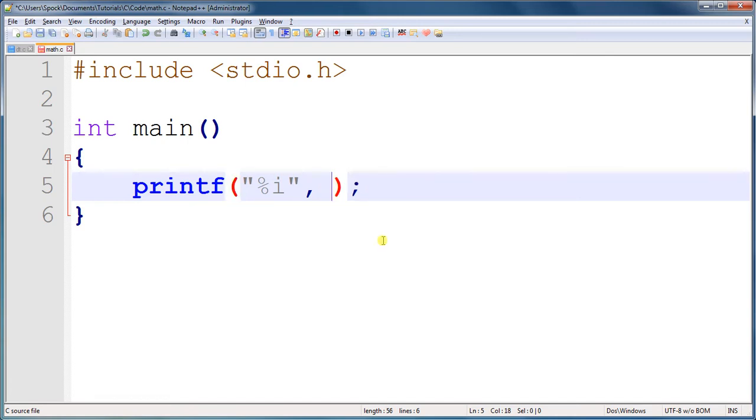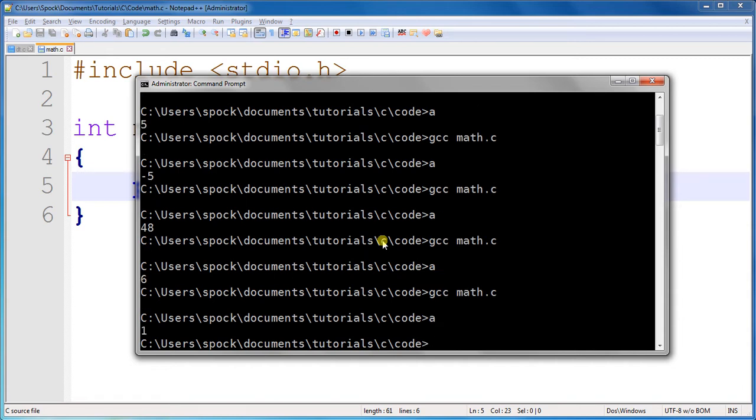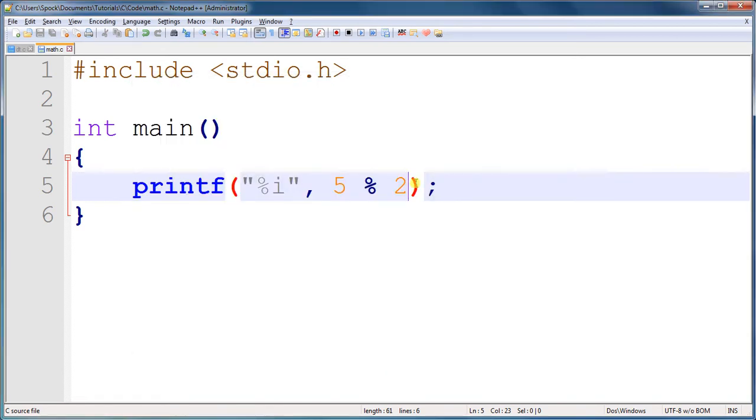And modulo. Modulo returns the remainder of division. For example, 5 divided by 2, 2 goes in twice, but the remainder, 1, is left over. So if we do 5 modulo 2, and the modulo operator is represented by the percent sign, which is confusing, but you'll just have to remember that the percent sign does not mean percent, it means modulo. 5 % 2, and this should print out 1. The remainder of 5 divided by 2 is 1.